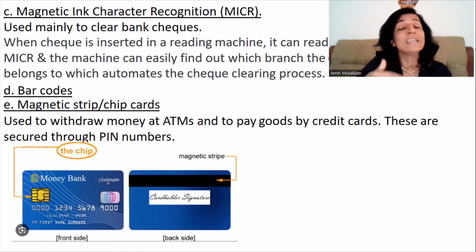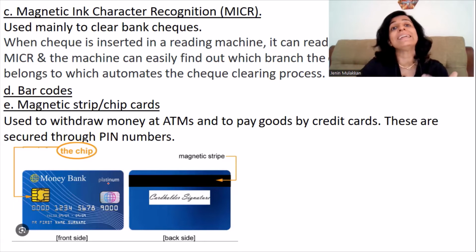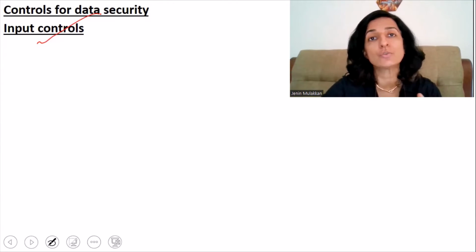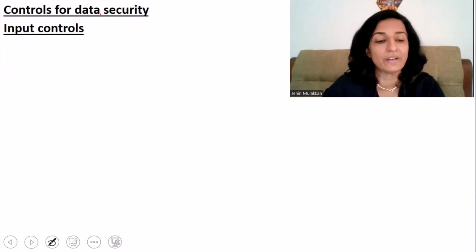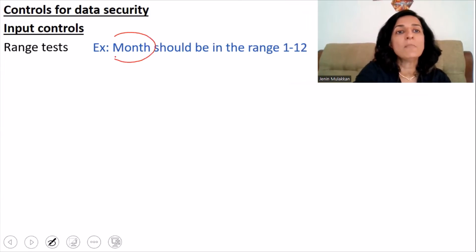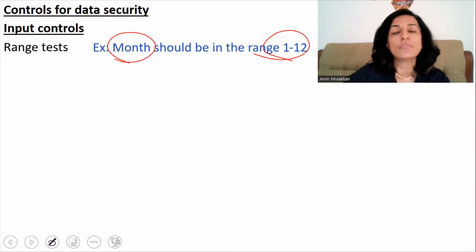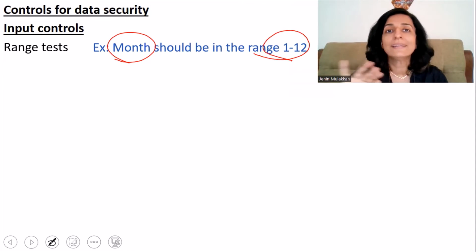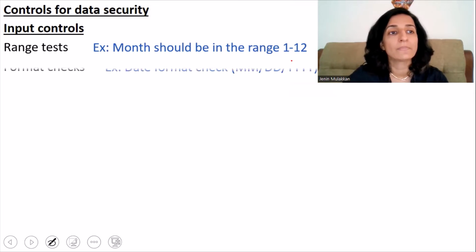Now we will move on to see what are the security controls that are usually undertaken at the time of input, processing, and output. So we will first look into the input controls. Now, what do you mean by input controls? Those controls that are employed to ensure that the input of data is complete and accurate. So the first input control is range test. Example, the month should be in the range of 1 to 12. If you key in 13, then the system will not accept it.